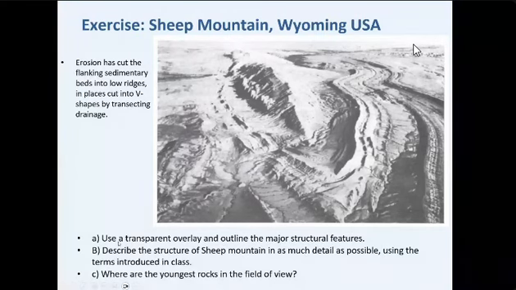You're going to use a transparent overlay, like a transparent sheet. You place it on this figure and you try to trace the outline of the major structures. And then you describe the structure of Sheep Mountain in much more detail using the terms introduced in class. For instance, you want to talk about the remnant structures and all of that. And then the big question is, where are the youngest rocks in the field of view?